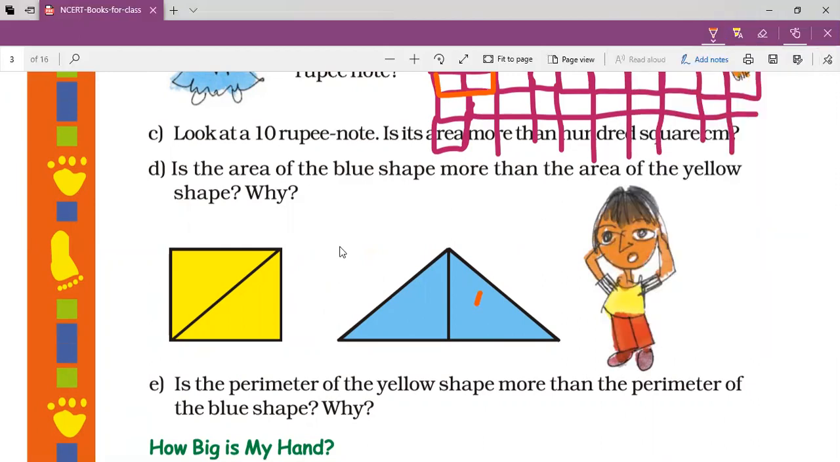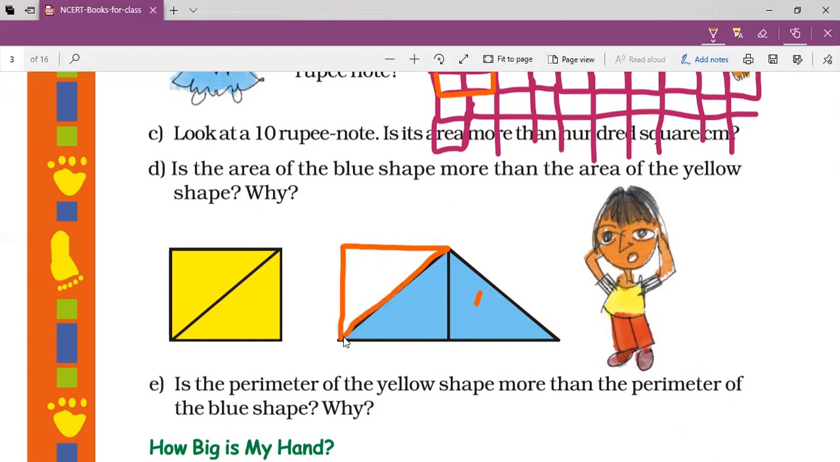So if I lift that triangle and put the triangle over here, what do you feel?